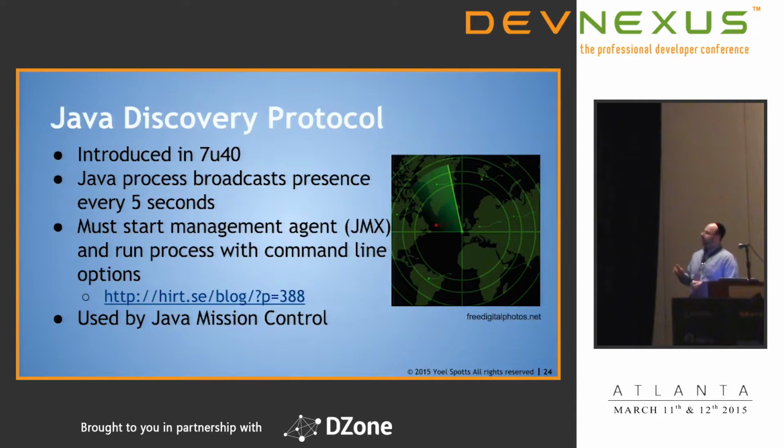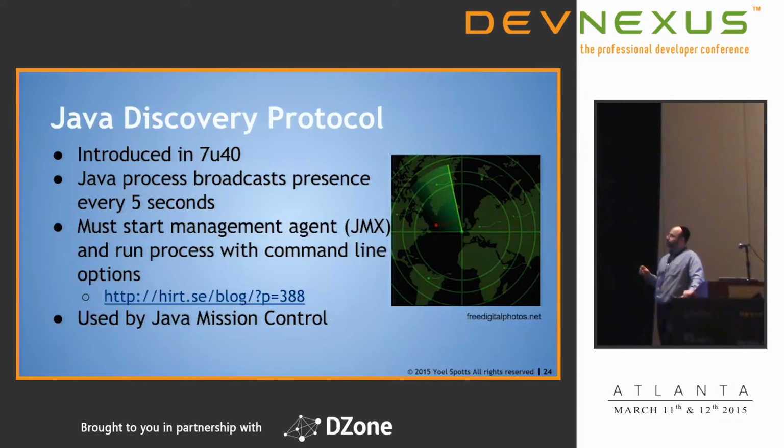And finally, this is the last communication entry point that we'll talk about. This is probably the newest one. It's called the Java Discovery Protocol. It was introduced fairly recently, in Java 7 Update 40. There were a whole bunch of changes introduced in 7 Update 40. Basically, using the Discovery Protocol, the Java process will broadcast its presence every 5 seconds, and so any client that's inspecting or listening to this broadcast will be able to hear it.